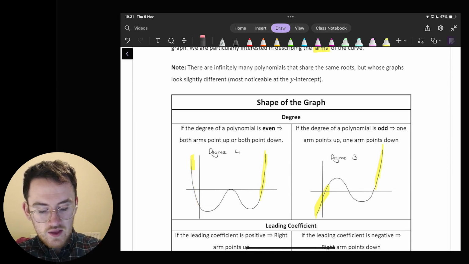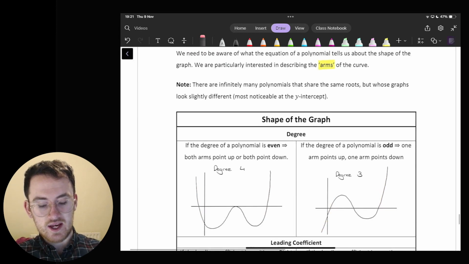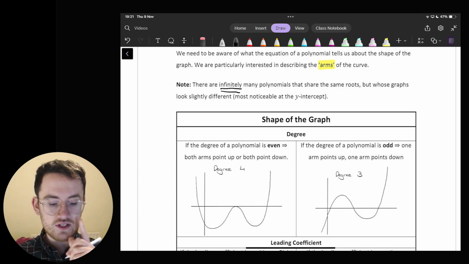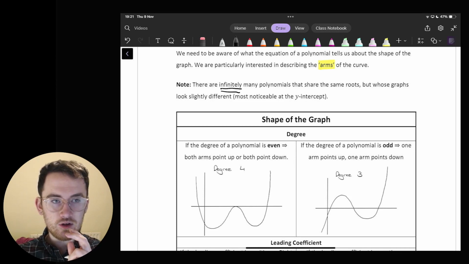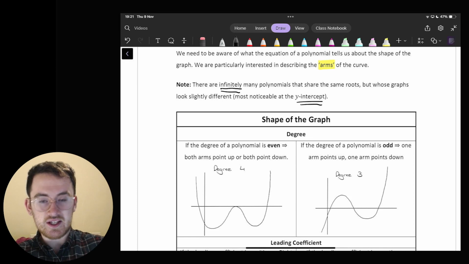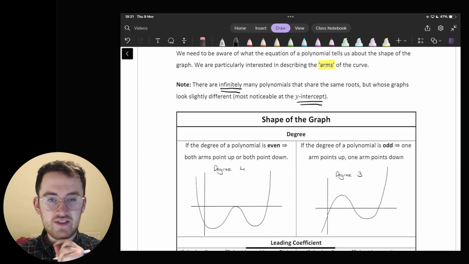So the note I've put here is very important as well. There are infinitely many polynomials that share the same roots. So there could be any number of polynomials that would have the same roots, but their graphs would look slightly different. And this is most notable at something like the y-intercept. That's always a good point for us to look if we want to see how the shape is going to be different. But we can also see it just in different points within the graph.